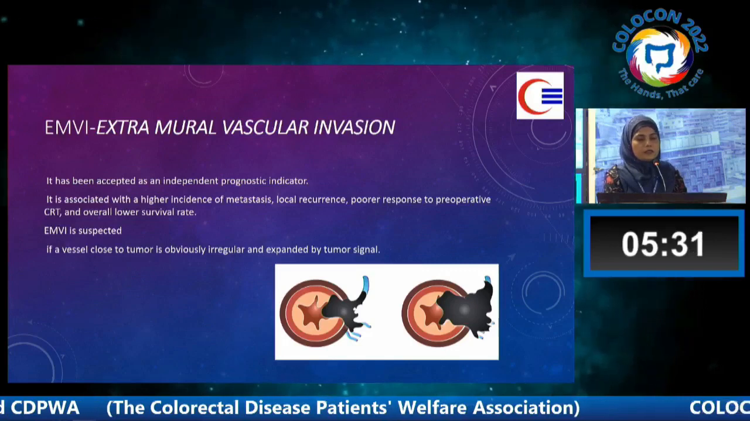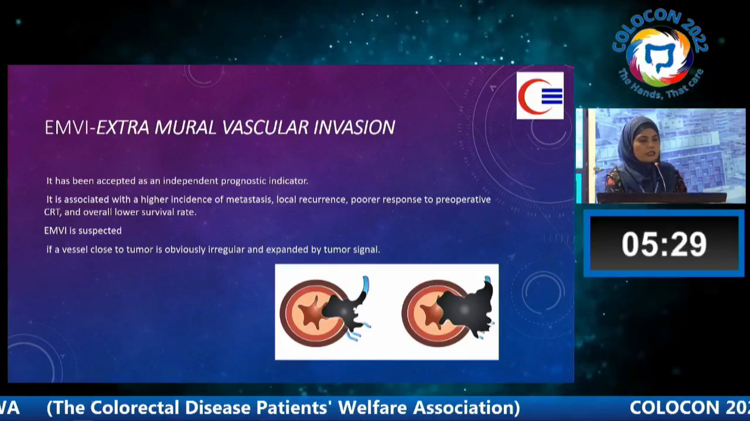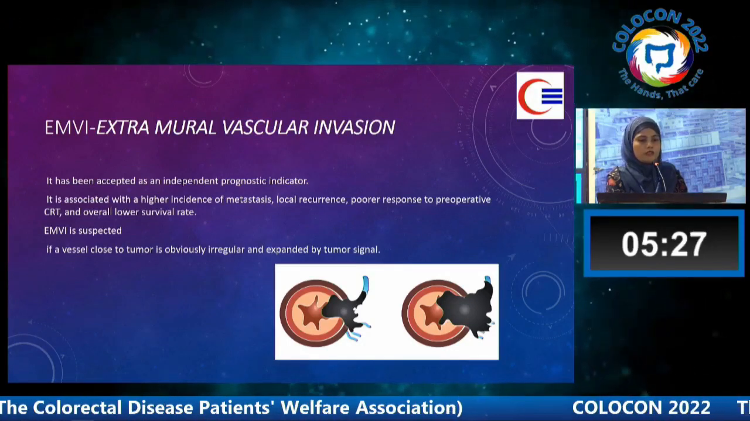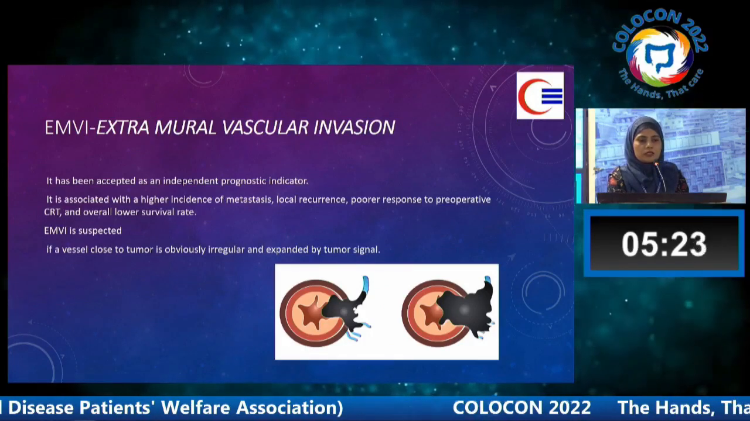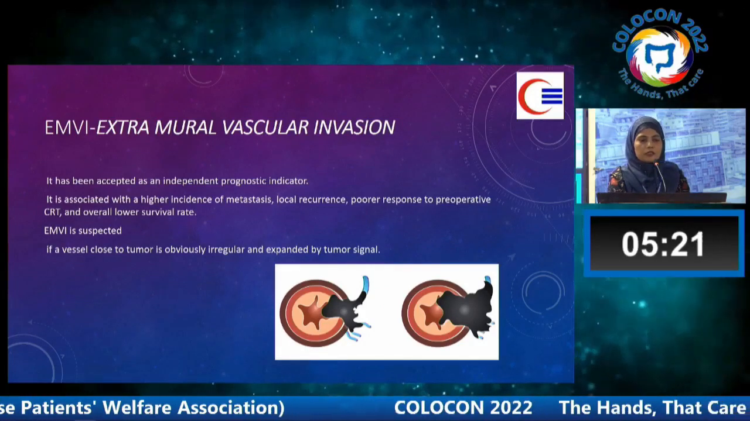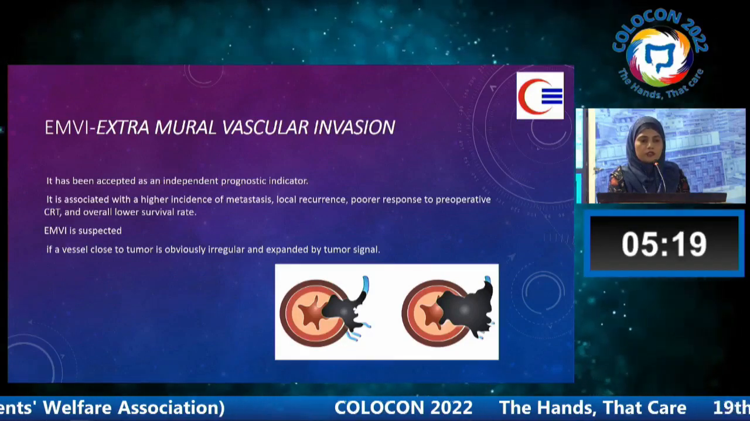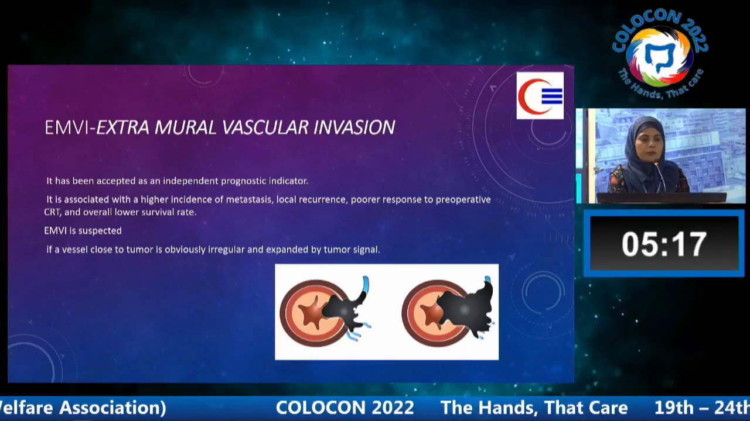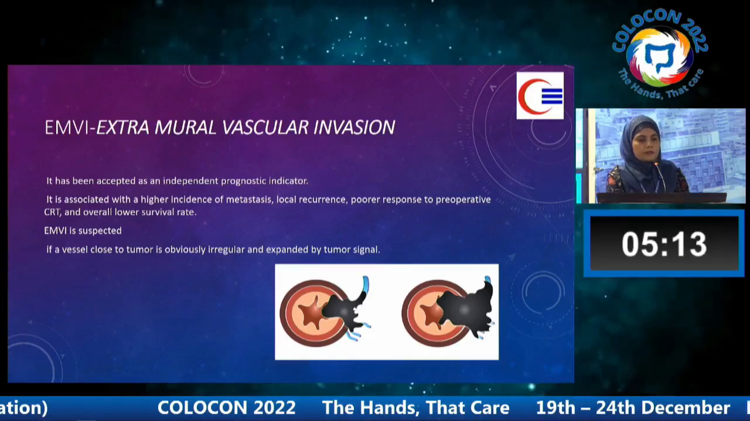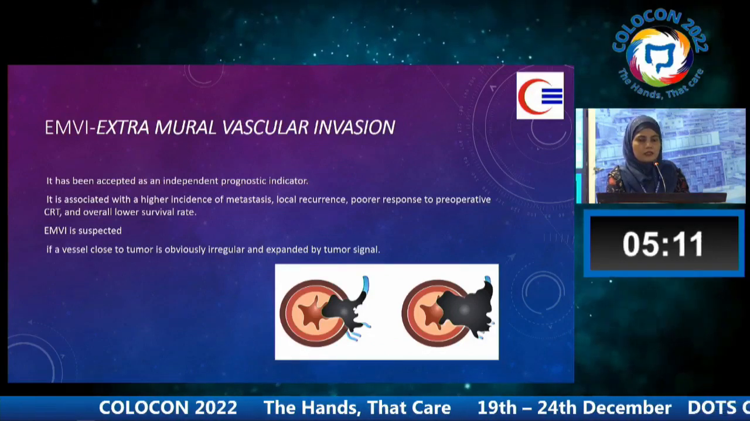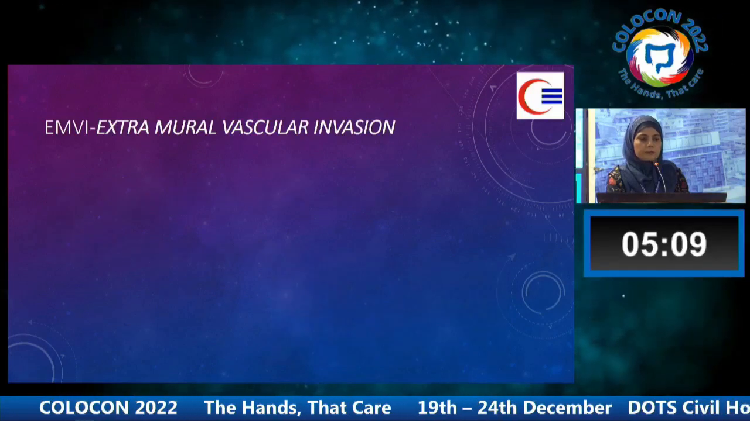Another independent prognostic indicator is extramural vascular invasion, or EMVI. When it is present, it is a bad prognostic indicator, indicating local recurrence, poor survival, poor prognosis, and poor response to treatment. And how can we appreciate it?